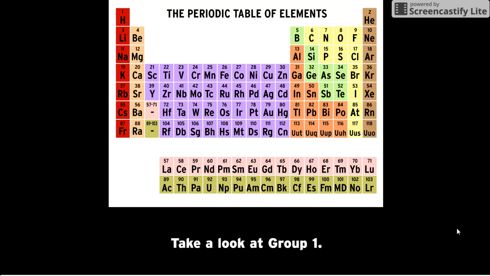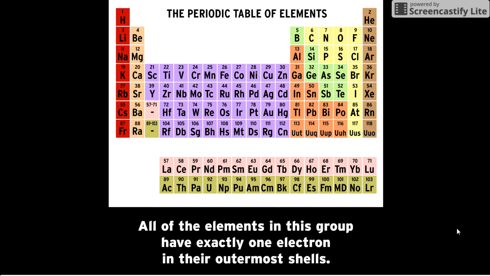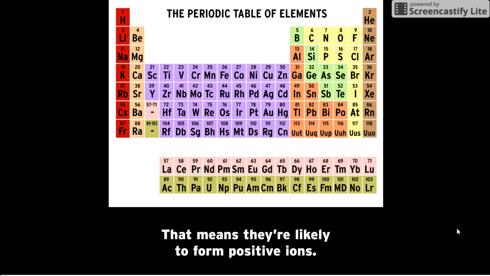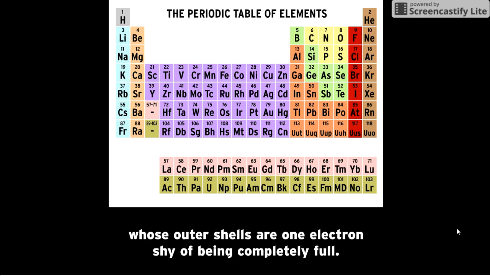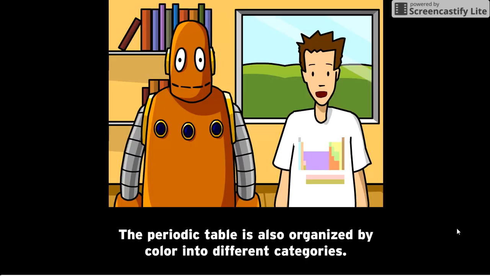Take a look at group 1. All the elements in this group have exactly 1 electron in their outermost shells. That means they're likely to form positive ions. They're also likely to bond with elements in group 17, whose outer shells are 1 electron shy of being completely full. The periodic table is also organized by color into different categories.